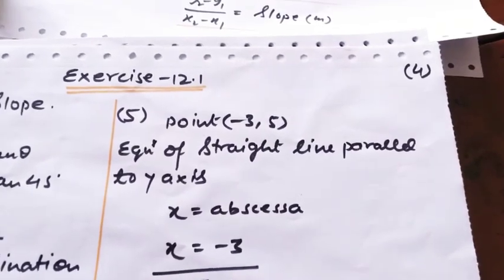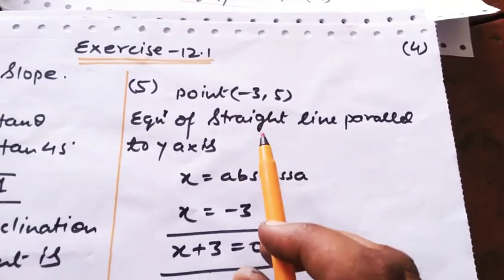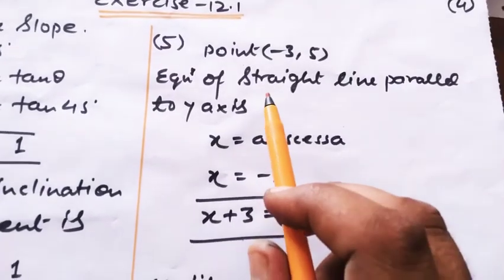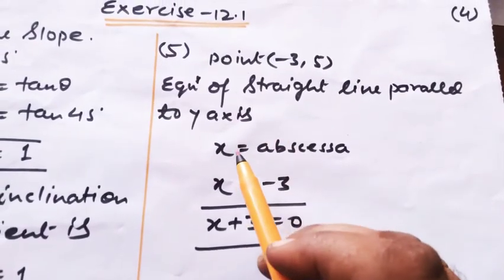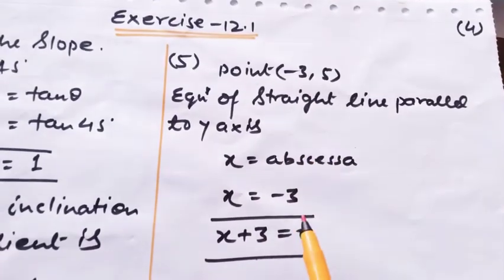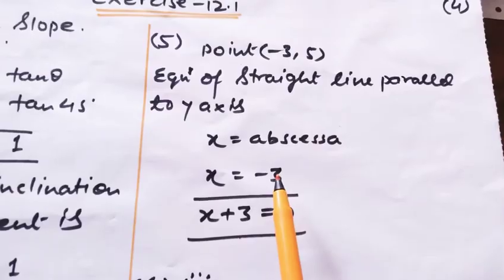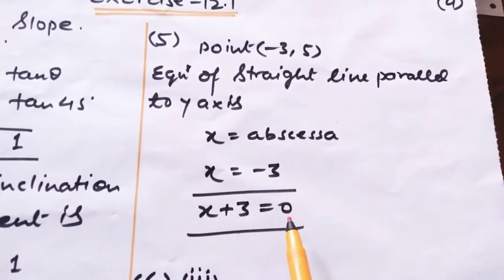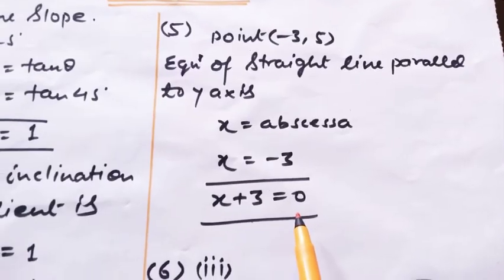Now comes question number 5. A point is given, and we have to write a straight line parallel to the y-axis. The equation of a line parallel to the y-axis is x is equal to the abscissa. Here the abscissa is minus 3. In this equation, we have to transpose minus 3 to the left side. Therefore, we get x plus 3 is equal to 0, which is the equation of a straight line parallel to the y-axis.